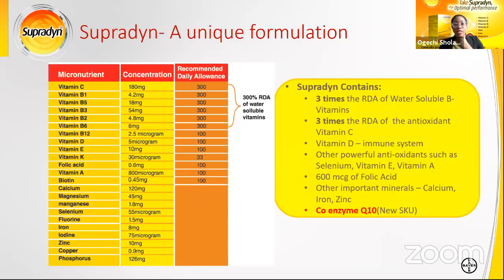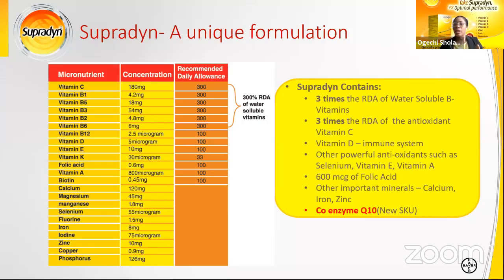What does Supradyn contain? 3 times the RDA of water-soluble vitamins, vitamin C and vitamin B. And this is part of the reasons why it's actually very effective in its energy claim. And you see further down how it's clinically proven, and we have data and trials to show it. It has vitamin D, zinc, selenium, vitamin E, and 600 micrograms of folic acid. Other important minerals in it include iron and calcium.